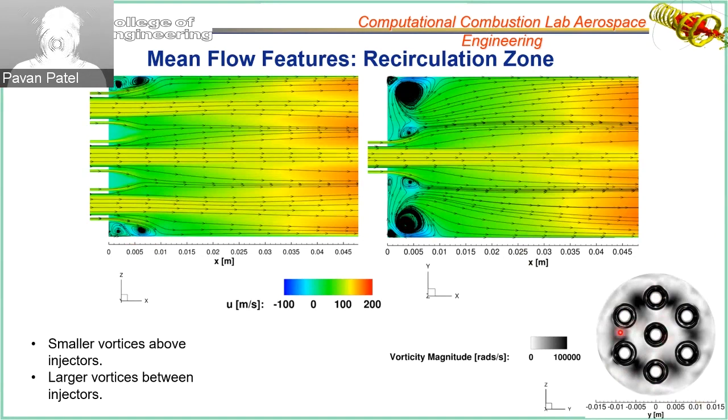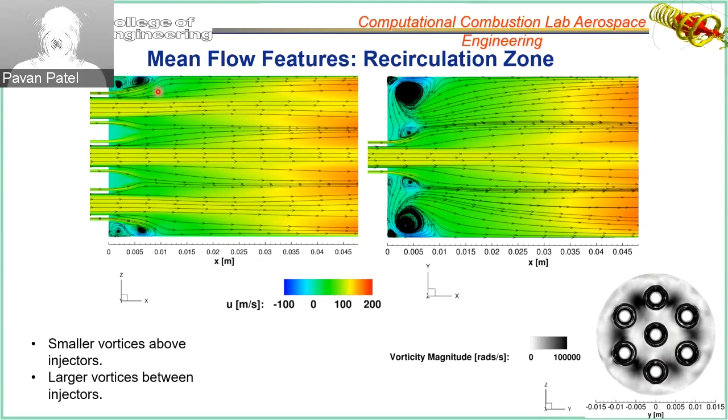And on the other hand, if we take a slice in the y direction, normal to z, we will see that the recirculation zone is much larger, and the vorticity also is much larger. So we are seeing that the recirculation zone varies azimuthally.